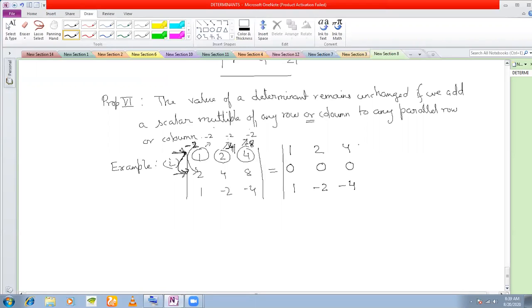You can do this with any column or any row. I've done it with rows; you can do it with columns also. Understood? This is also the same as saying I multiply this by plus 2 and subtract it from this. Whether I multiply it by minus 2 and add it to this, or multiply it by plus 2 and subtract it from this, it is the same thing, right? That is what you need to understand.